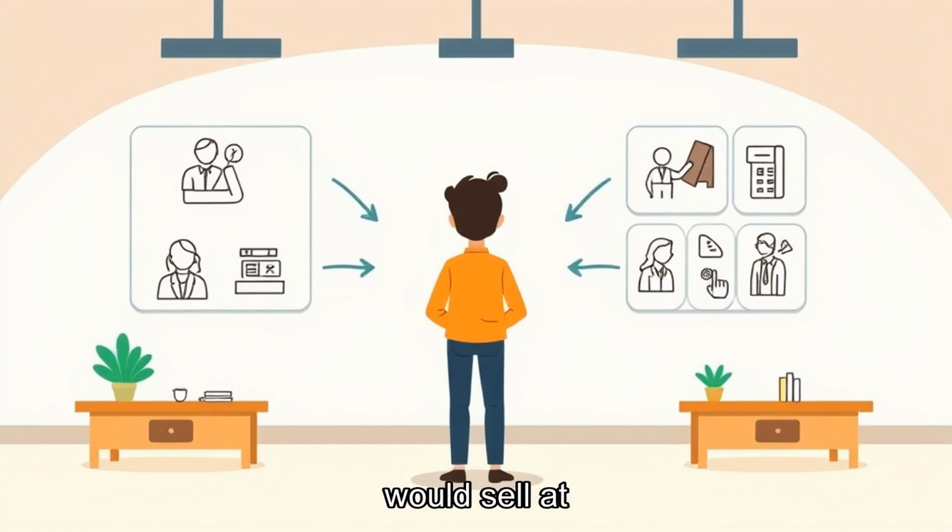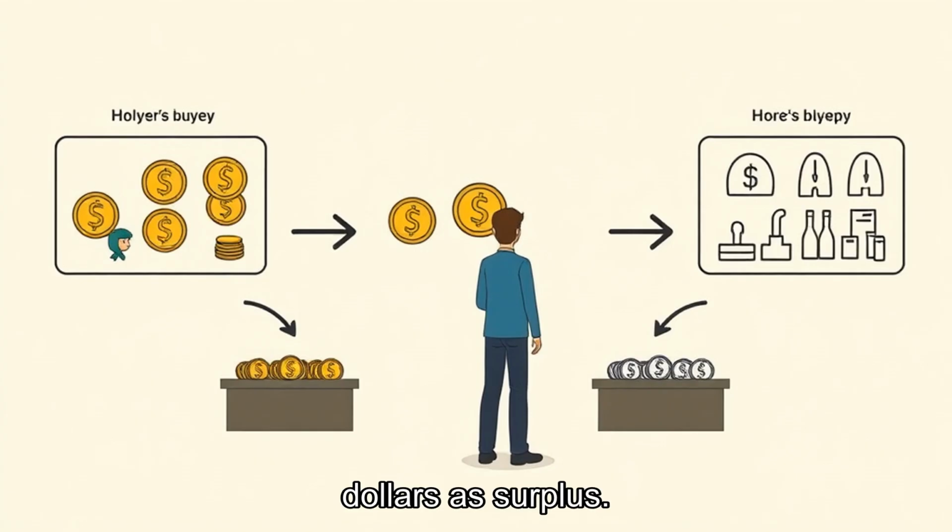A farmer who would sell at $3 but receives $5 keeps the extra $2 as surplus. Market price is the amount buyers actually pay. In everyday life, if many buyers compete for the same product, the price may rise above what some sellers needed. The gap between price and minimum willingness is where surplus appears. The lowest acceptable price depends on costs, effort, risk, and the next best use of resources.